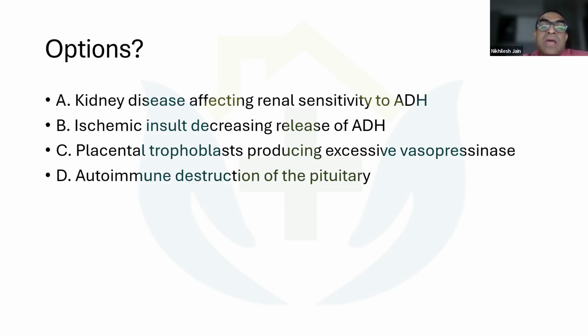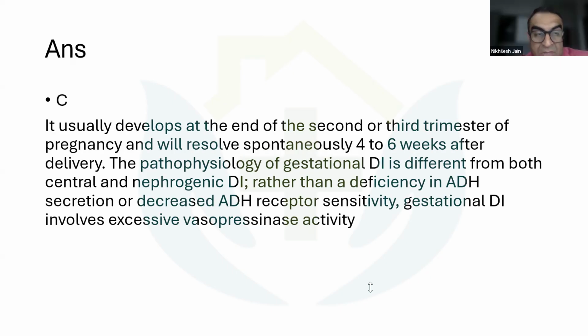So, unlikely as it may seem, all of you are actually wrong. The answer is C, and it usually develops at the end of second or third trimester of pregnancy. It will resolve spontaneously 4 to 6 weeks after the delivery. The pathophysiology, it's gestational diabetes insipidus. It is different from both central and nephrogenic DI, and rather than a deficiency in ADH secretion or decreased receptor sensitivity, it involves excessive vasopressinase activity. It is something new, so I have included it.